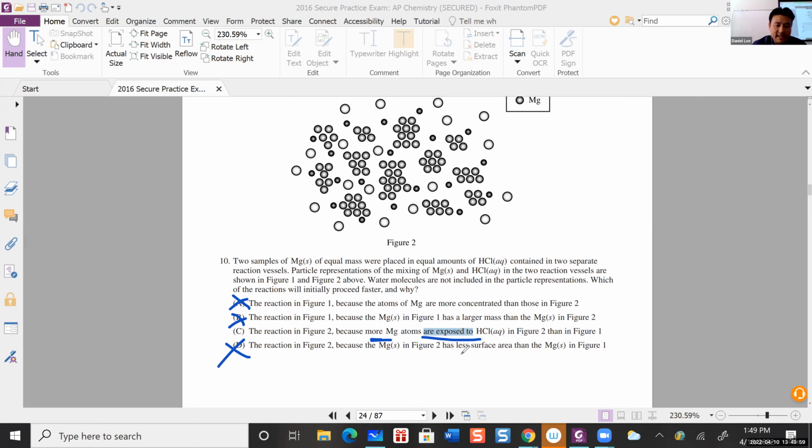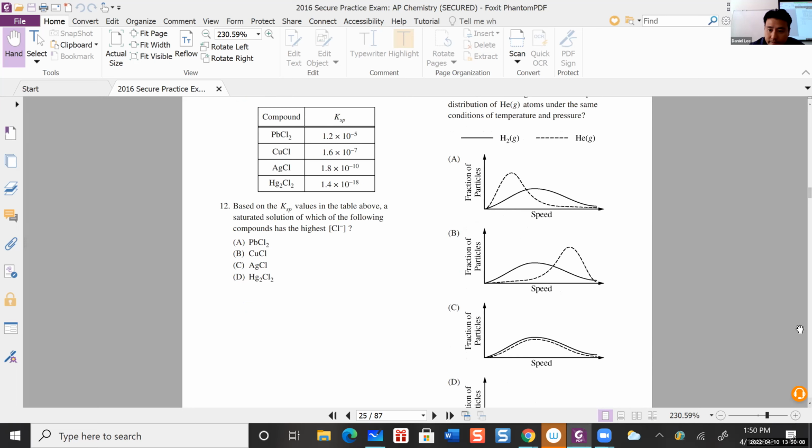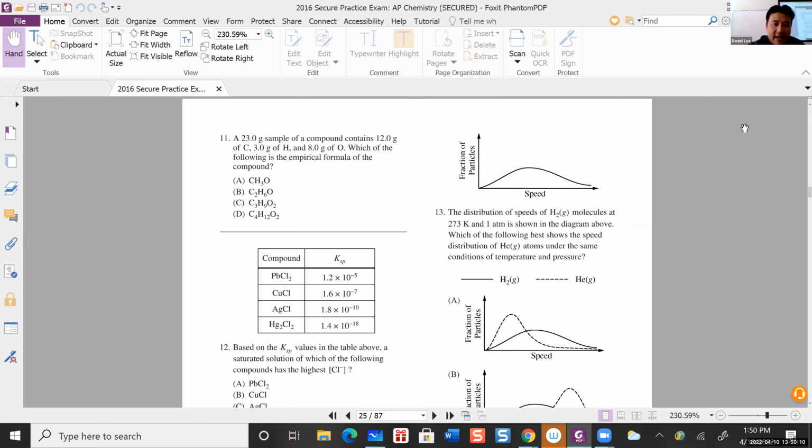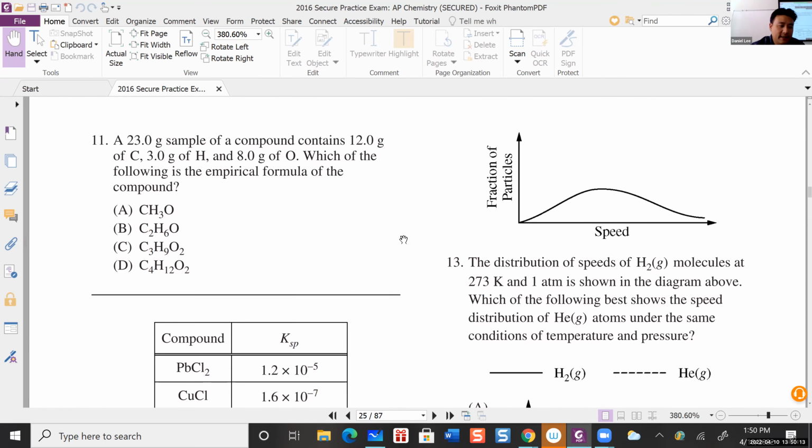D is wrong because it says figure 2 has less surface area. It has more surface area, right? So common sense. All right, let's look at number 11. So number 11, we have empirical formula.